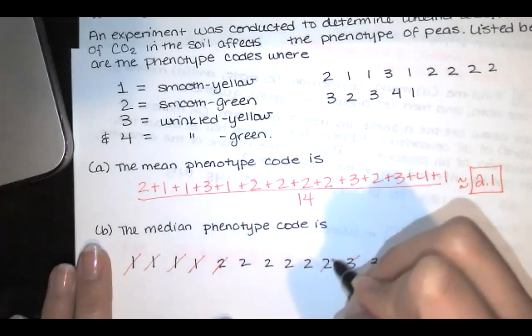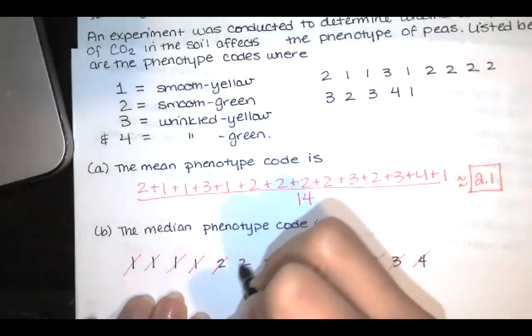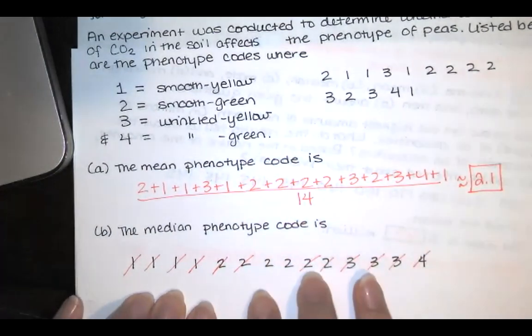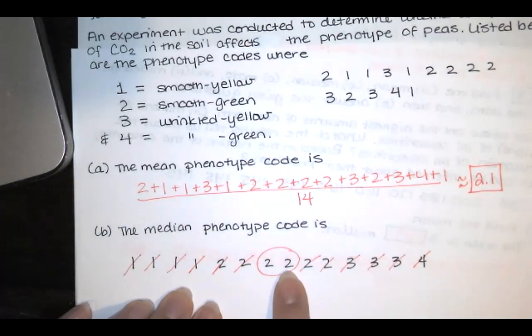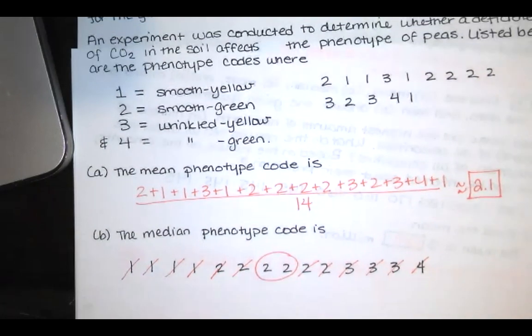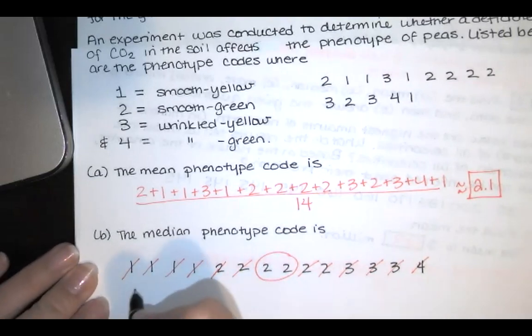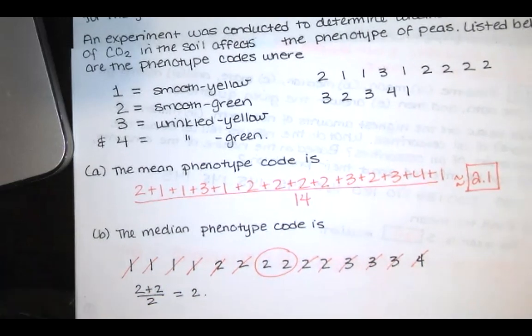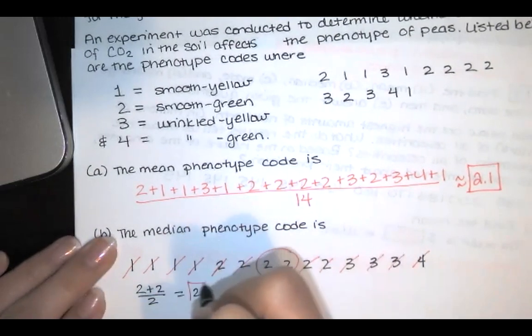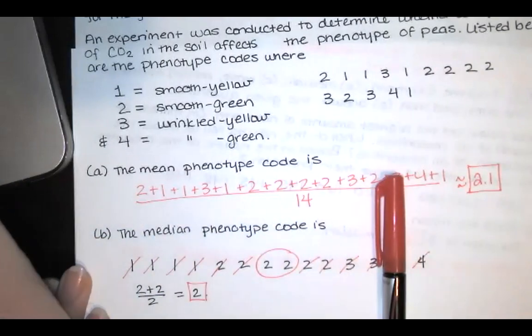Then I think we get rid of those two, and I think we can see that since we had an even number of numbers, the middle two numbers were 2 and 2. Then you take the mean of these. So you add them together and divide by 2, but since they are exactly the same, adding them together and dividing by 2 just gives you that number back, which is a 2. So our median phenotype code is a 2.